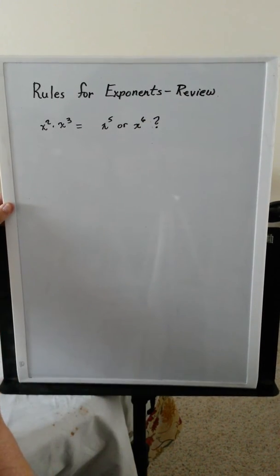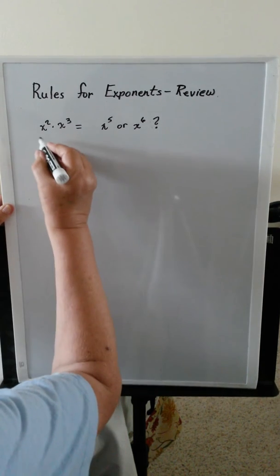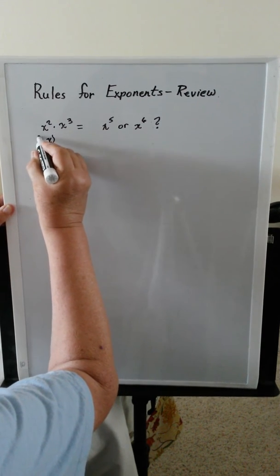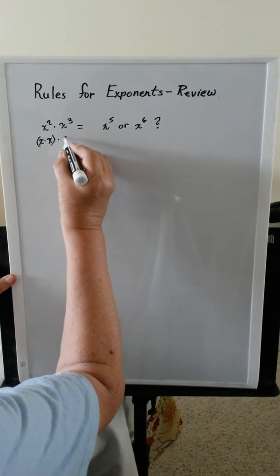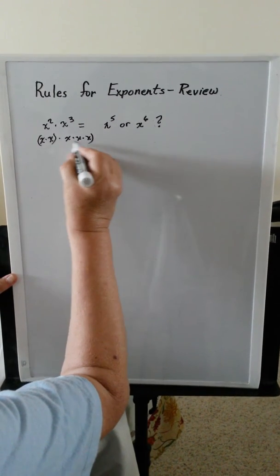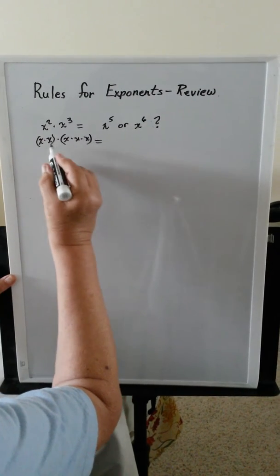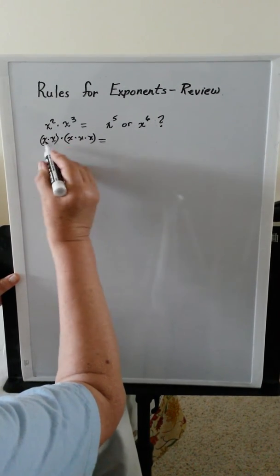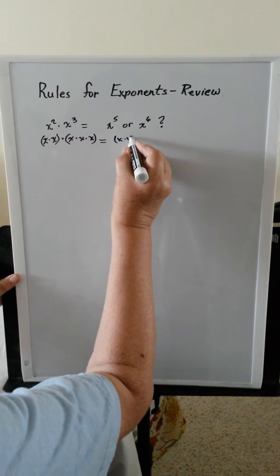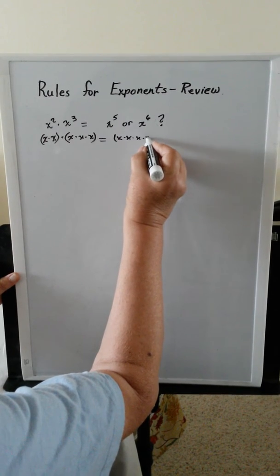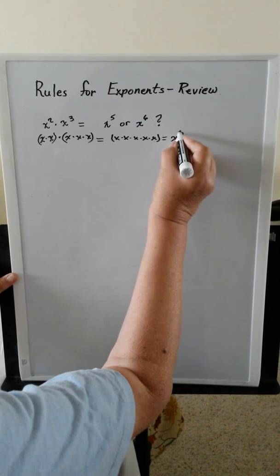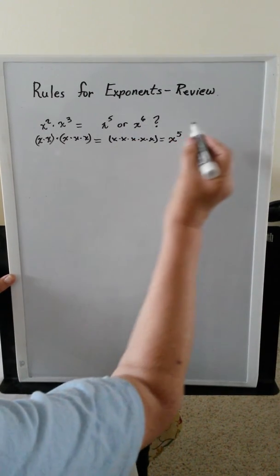Okay, so a way to figure it out is to go back and break it down. Take x squared. X squared means x times x. And then take x to the third. That means x times x times x. And by the associative property for multiplication, you can regroup, as long as all the numbers are multiplied. If we group them all together in one large group, you can see that it's x to the fifth. So the correct answer was x to the fifth.